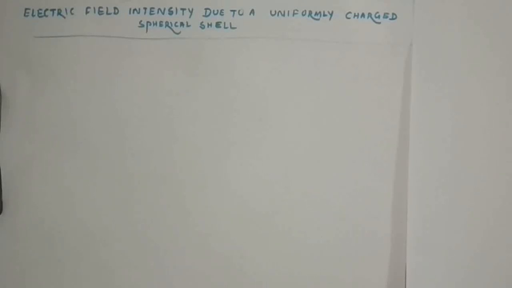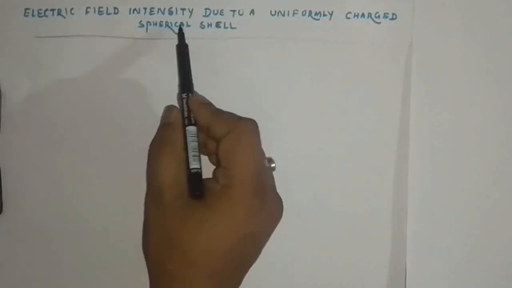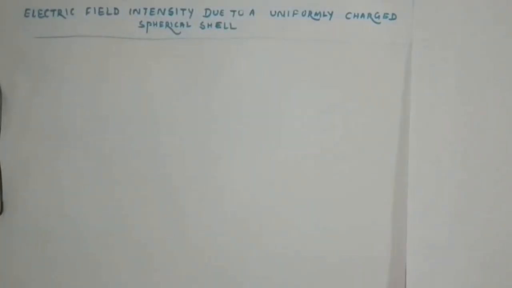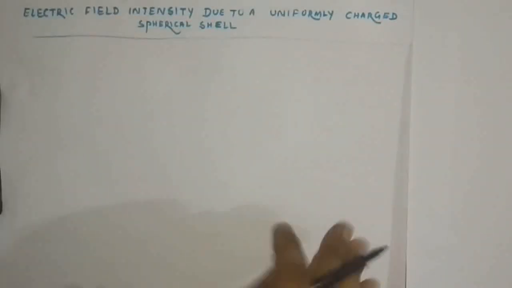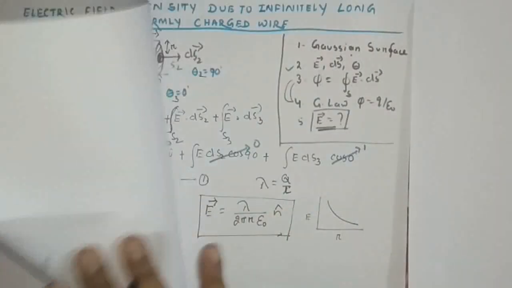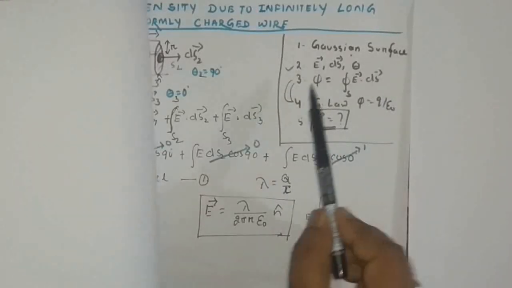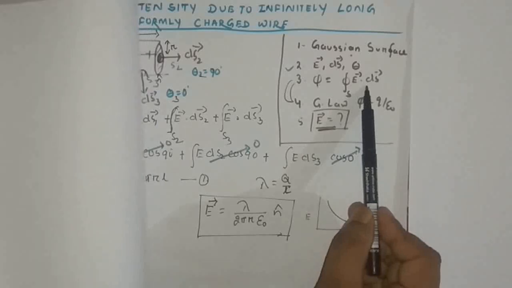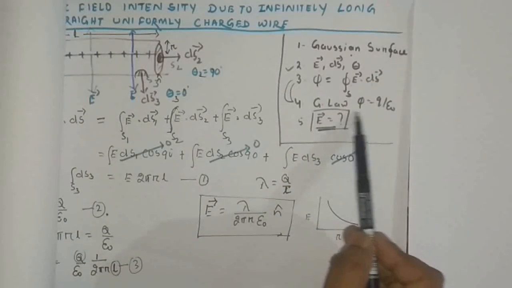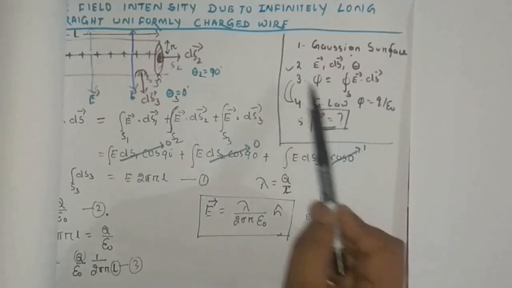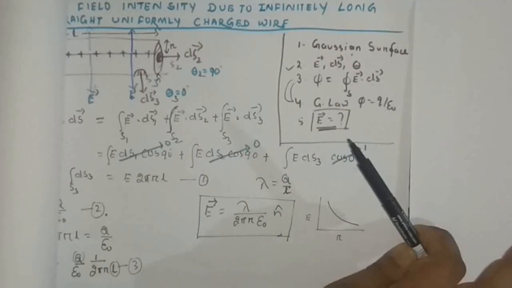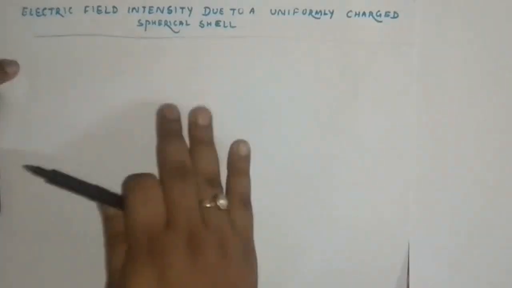Welcome students. Now we will cover electric field intensity due to a uniformly charged spherical shell. Suppose it is a conducting shell. Let us remind ourselves of the four steps: Gaussian surface, find E ds cos theta, then flux, then Gauss law application, and combining steps 3 and 4 to find the electric field. That's our task. Let us start.